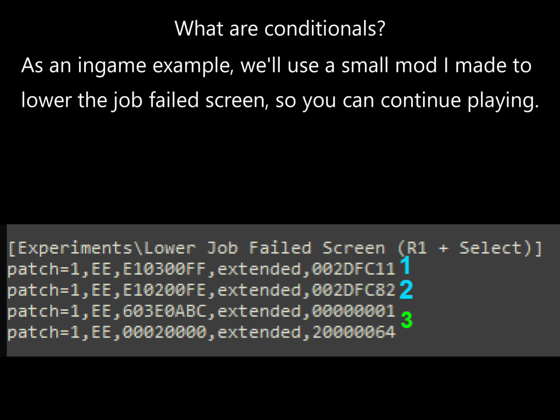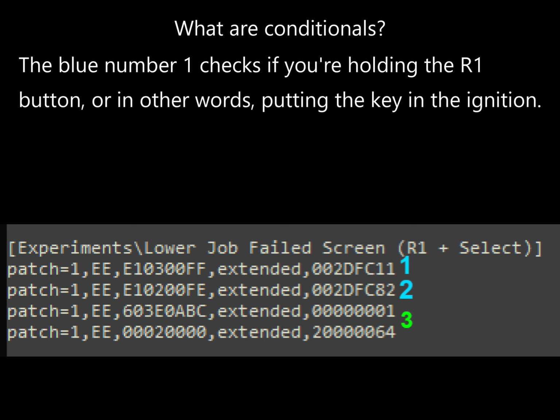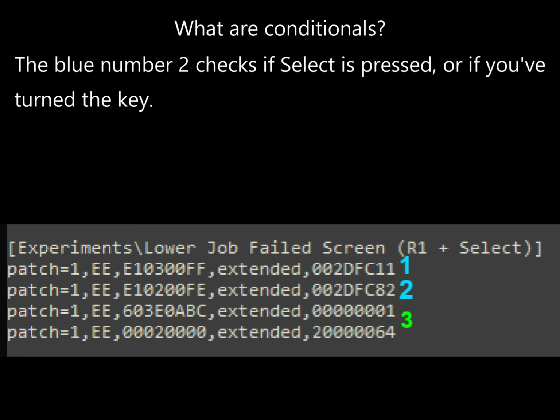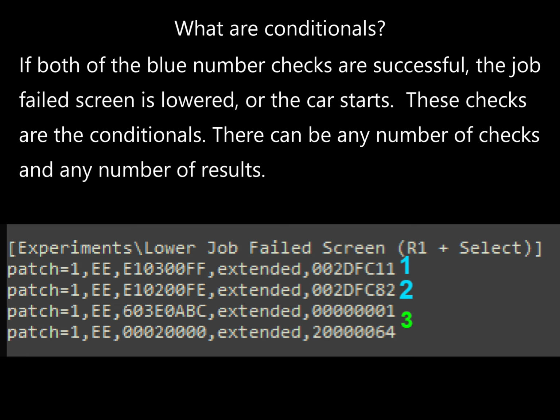As an in-game example, we'll use a small mod I made to lower the job failed screen, so you can continue playing. The blue number 1 checks if you're holding the R1 button, or in other words, putting the key in the ignition. The blue number 2 checks if select is pressed, or if you've turned the key. If both of the blue number checks are successful, the job failed screen is lowered, or the car starts. These checks are the conditionals. There can be any number of checks and any number of results.